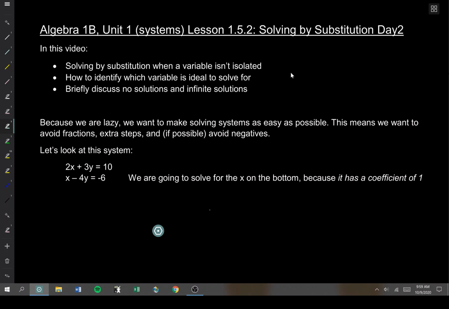We also want to identify which variable will be best to solve for when we have to choose, and briefly discuss the situations of no solutions and infinite solutions. No solutions, you remember, is when you have two parallel lines. Infinite solutions is when you have the same line twice.